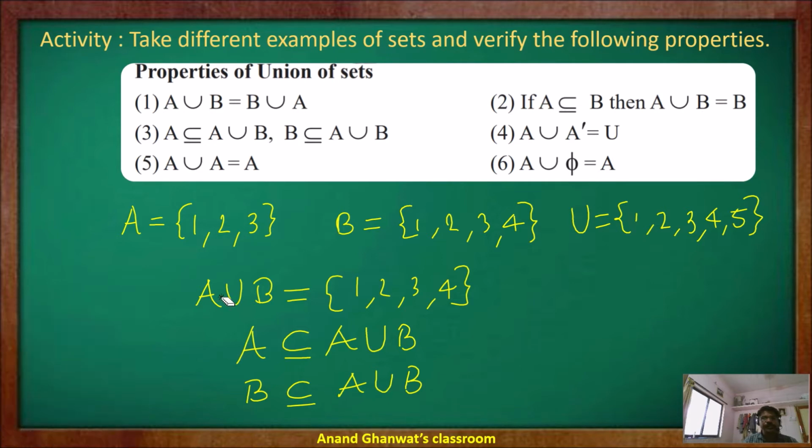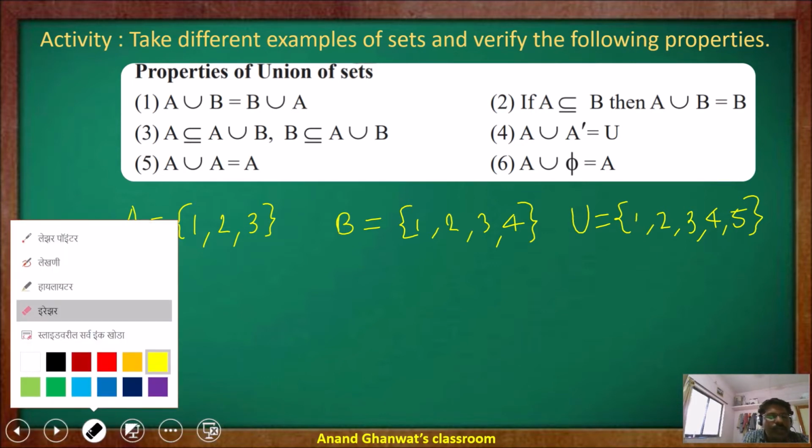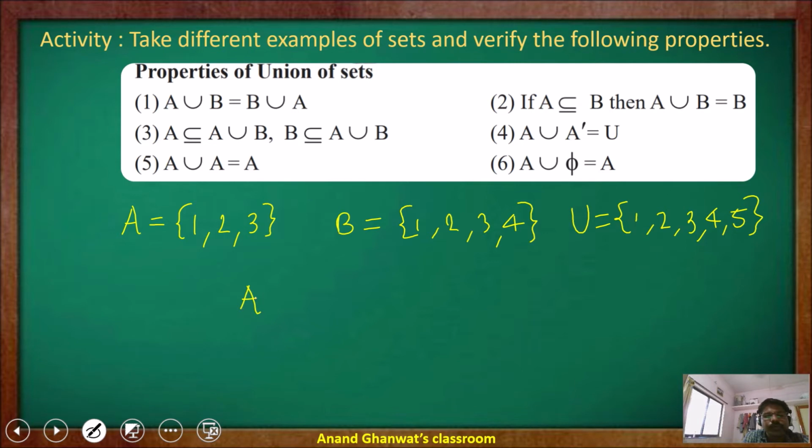Next one. Now we have to check. Now A is given here. Let us find A transpose. So A transpose is a set of all elements which are present in the universal set but not in A. So it is equal to 4 and 5. Elements 4 and 5 which are present in the universal set but not in A. So A transpose is equal to 4 and 5.